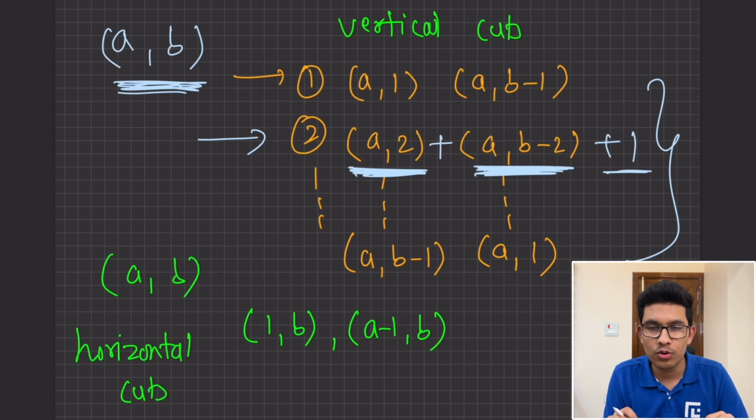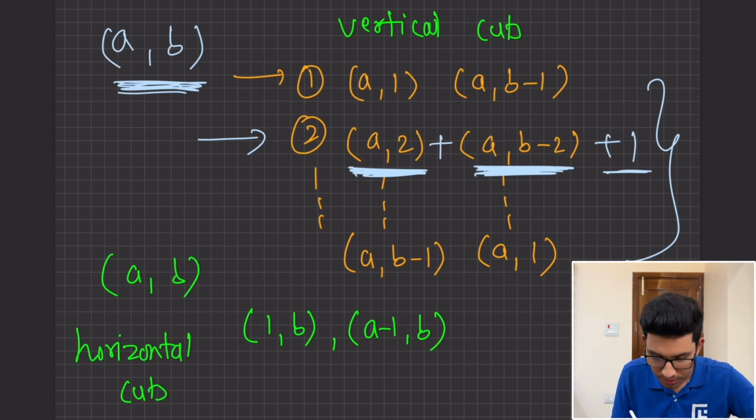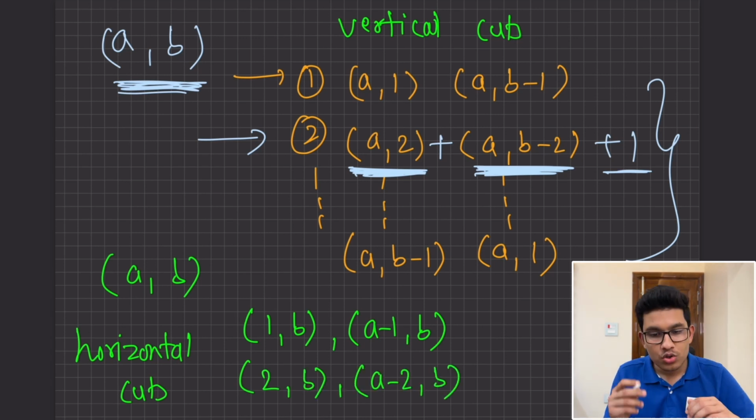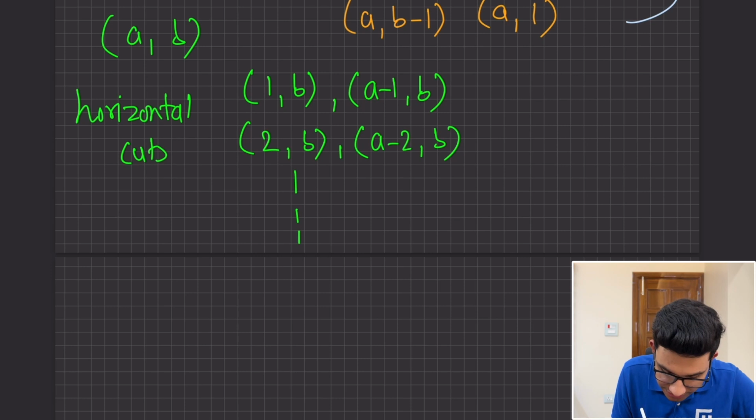The second horizontal cut that you could make is something like having 2 rows in the top and then a minus 2 rows in the bottom. So this would be something like 2 comma b and a minus 2 comma b, right? Similarly, these are all the possibilities of making a horizontal cut, right? The final cut would be something like a minus 1 comma b and 1 comma b.